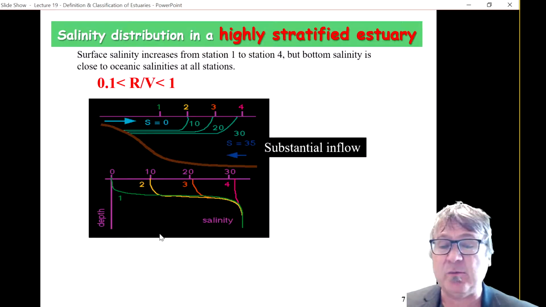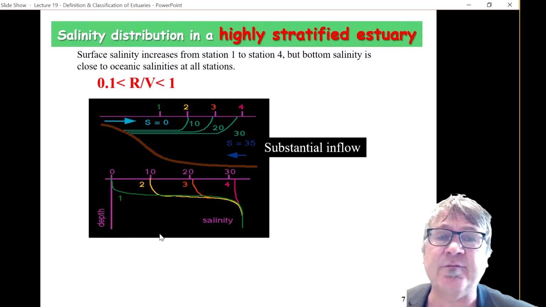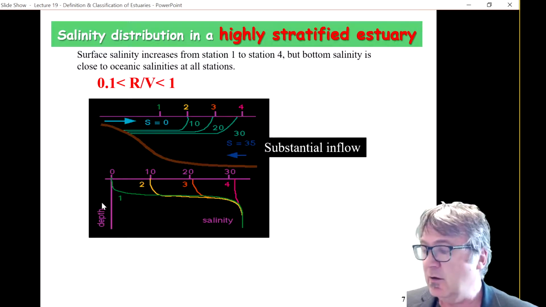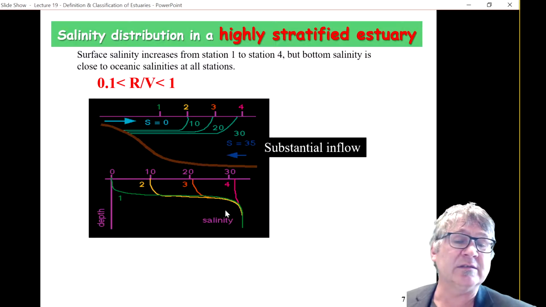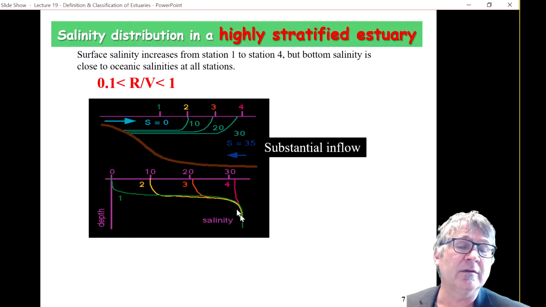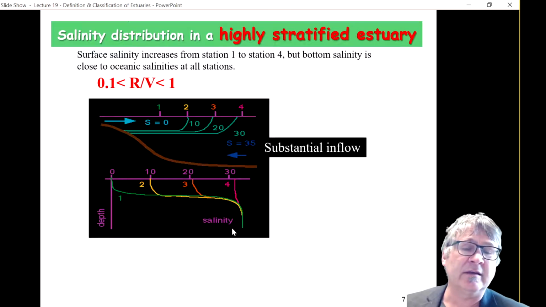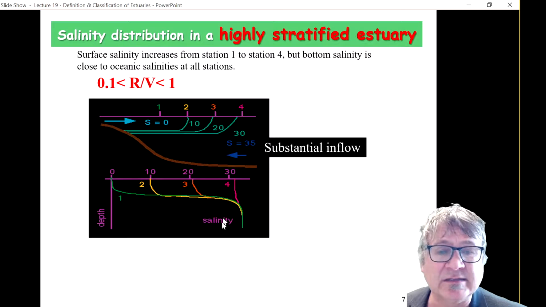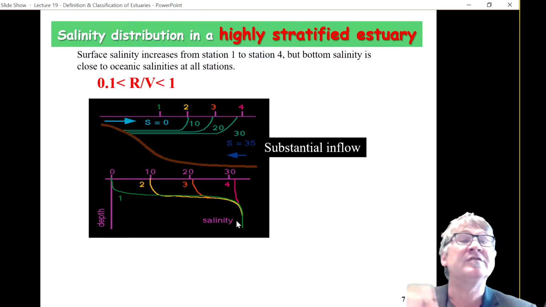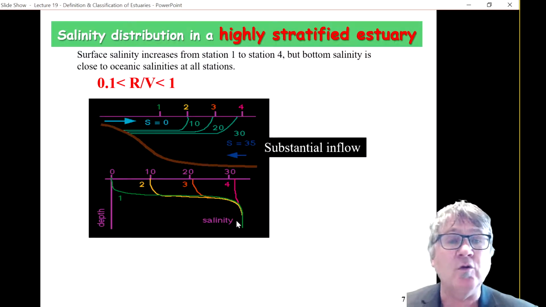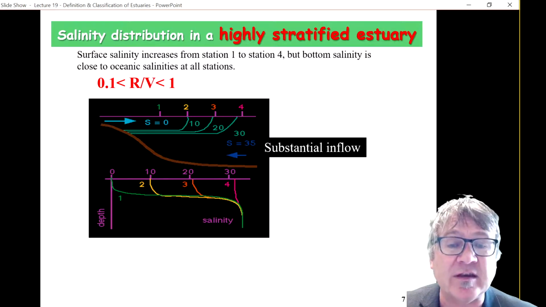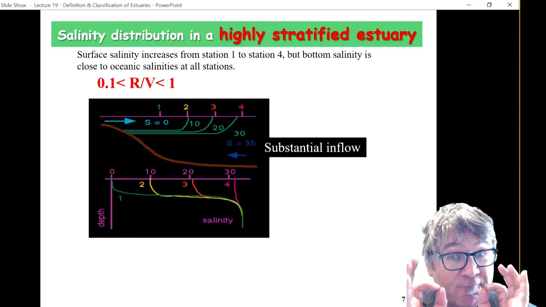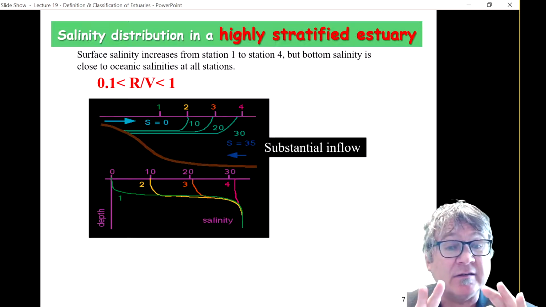Okay, so just see what happens if you now measure at these 4 different stations, 1, 2, 3, 4. You can see that the salinity increases as you go towards the ocean in the upper layer. There's seawater only in the bottom layer. Yeah, it's all at high salinities of marine environment, but there's this big substantial inflow, and this can actually bring new oxygen into the bottom layers of your estuary. Okay, it's a very significant difference.